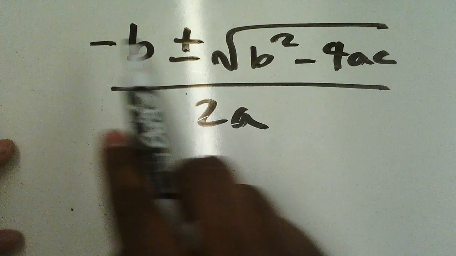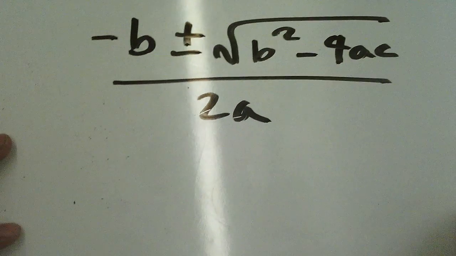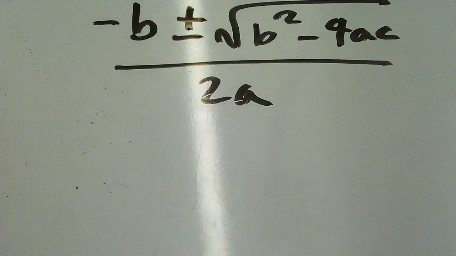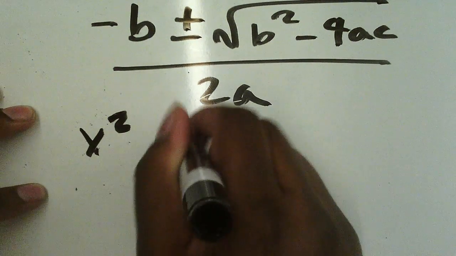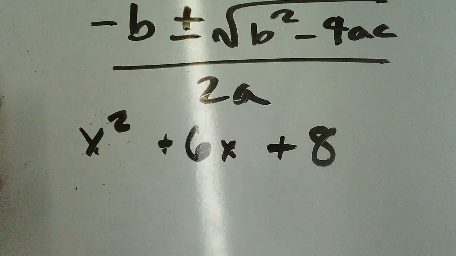Anyway, so we've got this right here. And let's go through one of the problems that we've already done just to make sure that we're all good on how to do these things. So we've got x squared plus 6x plus 8.